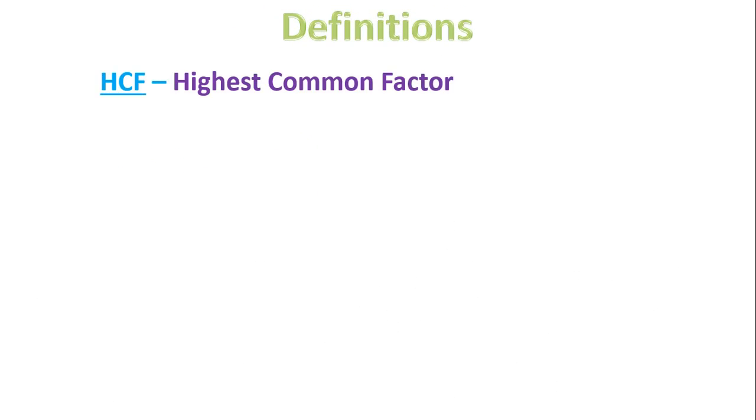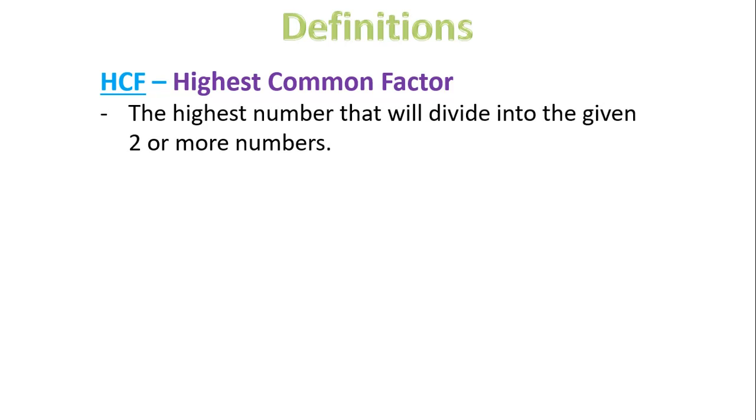Two definitions. When I talk about HCF, it's highest common factor. HCF is obviously the abbreviation for it, and what that actually means is the highest number that will divide into the given two or more numbers. Okay, the highest number that divides into.